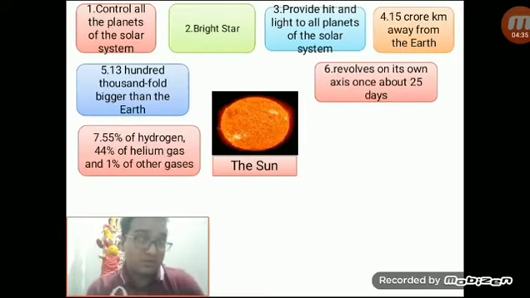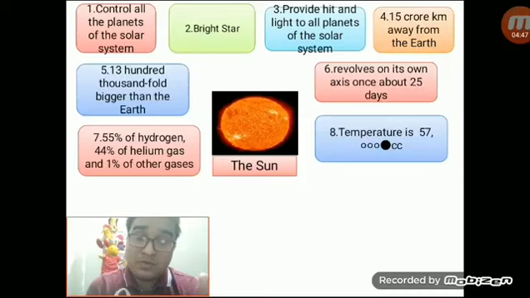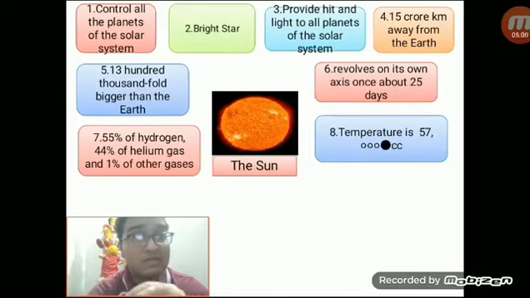then atmosphere. The atmosphere of the sun consists of 55% hydrogen and 45% helium gas and 1% other gases. Temperature. The temperature will be high. This is very natural. The temperature of the surface of the sun is 57,000 degrees Celsius.